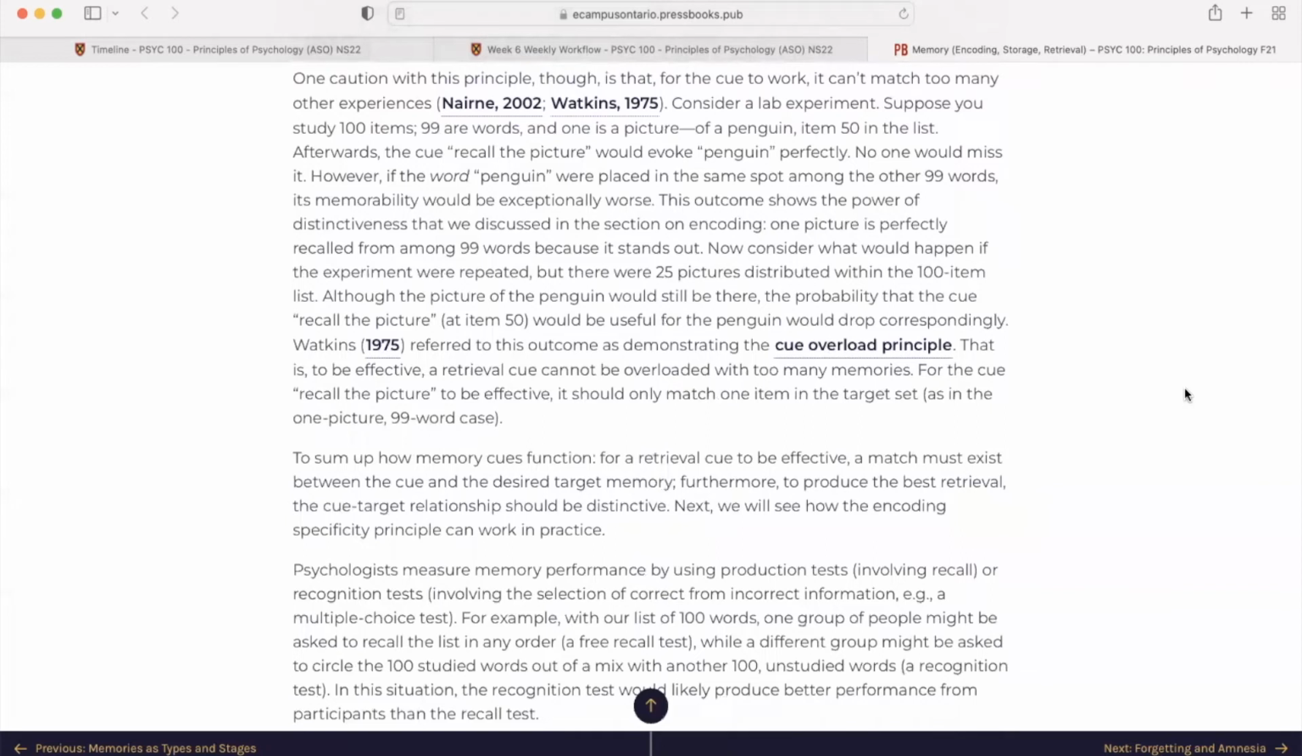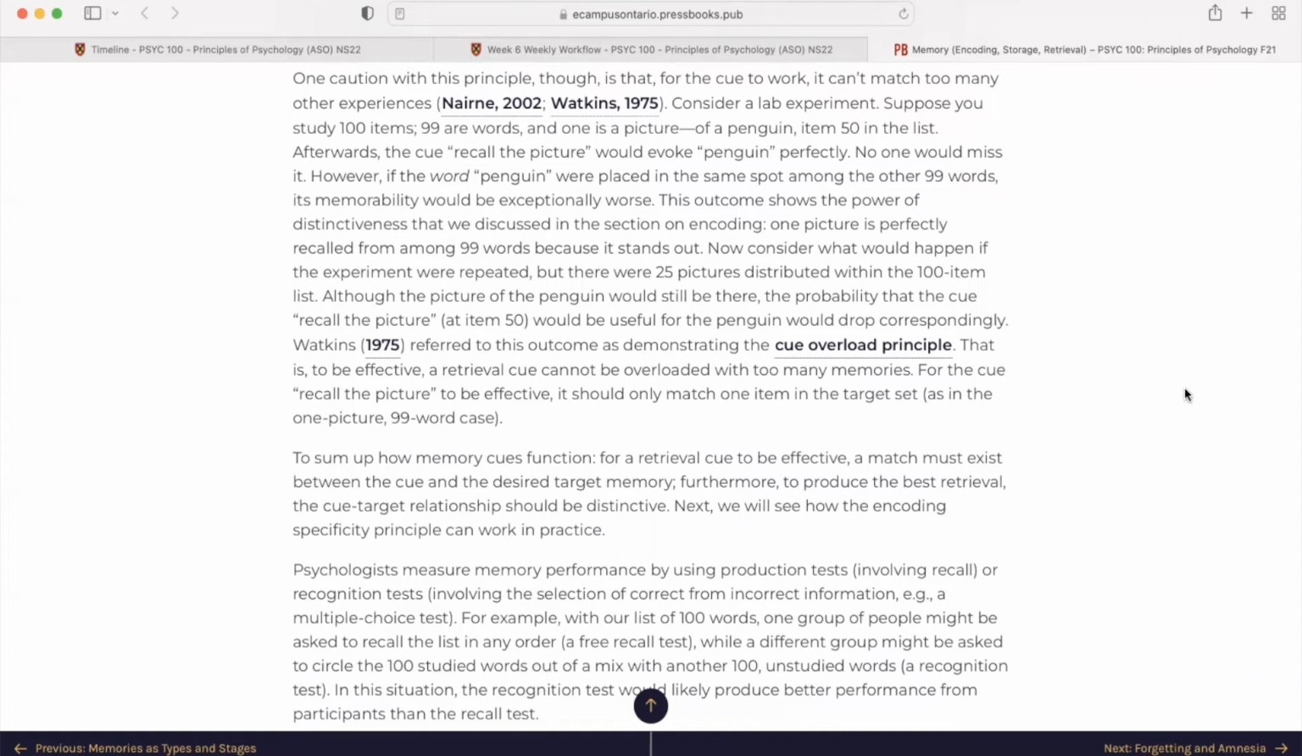One caution with this principle, though, is that for the cue to work, it can't match too many other experiences. Consider a lab experiment. Suppose you study 100 items, 99 are words, and one is a picture of a penguin. Item 50 in the list. Afterwards, the cue, recall the picture, would evoke penguin perfectly. No one would miss it.